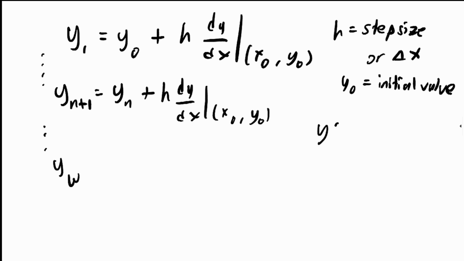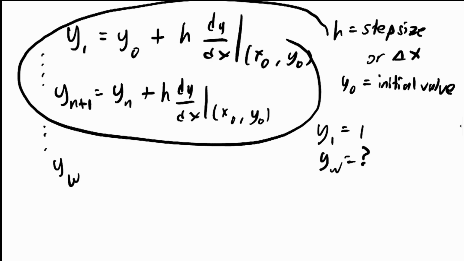So we're given y sub 1 is equal to something, and we want to find y sub n. Let's say y sub 1 was 1, and we want to find y sub n. We're going to use this sequence of recursive formulas to get to y sub n. You'll see how this all works out, but these are the formulas that you really want to know.